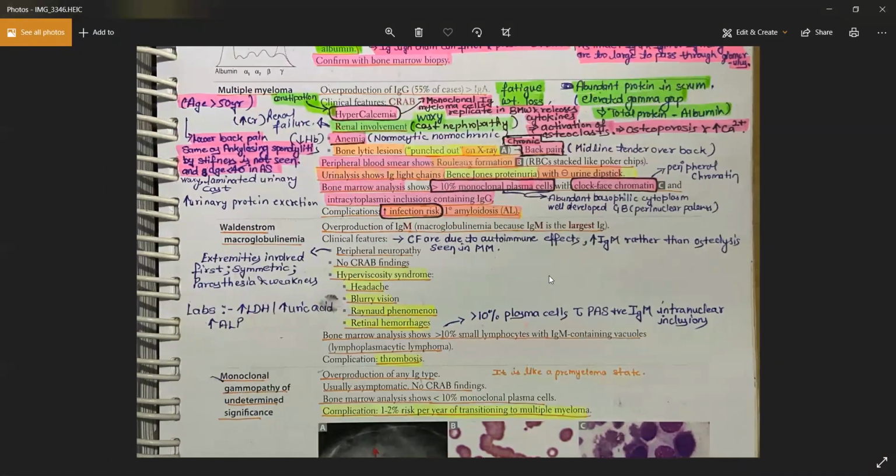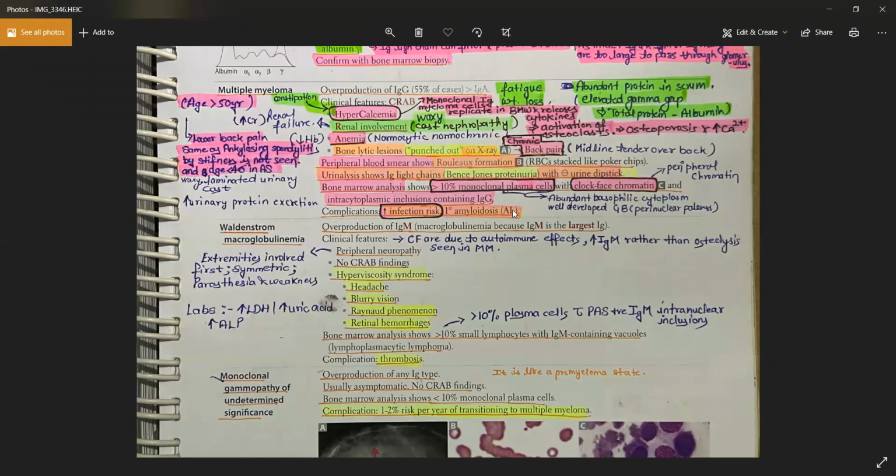So yeah, that's all. Because these antibodies are kind of defective, because they're monoclonal, not polyclonal, they cannot fight infection much. So the patient will also have an increased risk of infection, along with an increased risk of amyloidosis, which is Ig light chain amyloidosis. Is that okay?